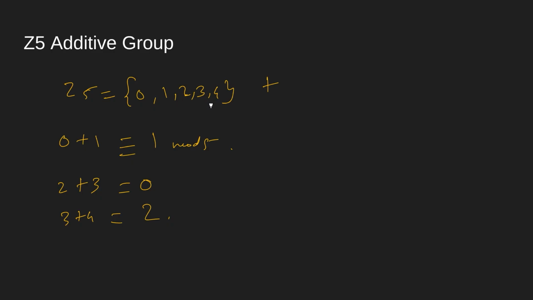What about the inverse? What is the additive inverse of the number 3? It is negative 3, but we don't have this negative 3 here. So what should be negative 3? Don't worry, just add 5 to it, because 5 belongs to the 0. So 5 minus 3 is 2. So 2 is the inverse of 3. What is the inverse of 4? 1, because 4 plus 1 is 5, which is divisible by 5, hence 0, right? And so on. So this is how the additive group works.